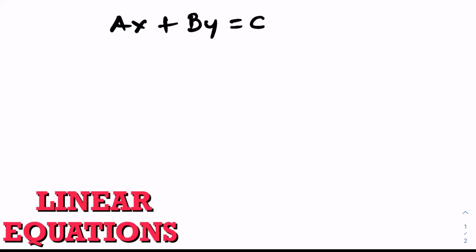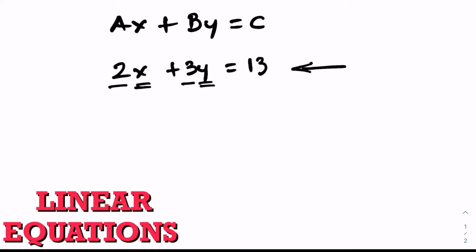So let's take a concrete example. Let's take the equation 2x plus 3y equal to 13. In this case, 2 and 3 are essentially coefficients and x and y are the variables. For this video, we are sticking with linear equations with two variables. You can stretch the concepts you learn for two variables to n number of variables. But importantly, the degree of the equation needs to be 1 to qualify as a linear equation.